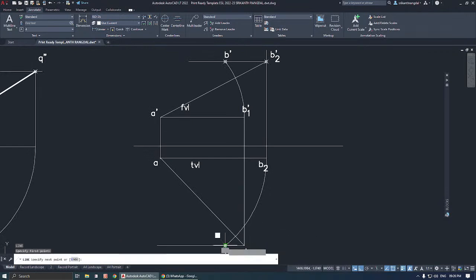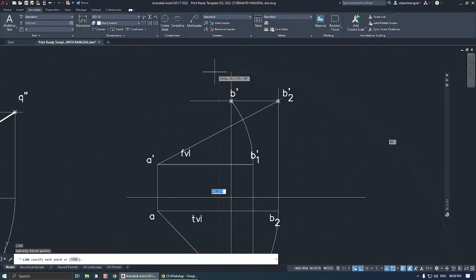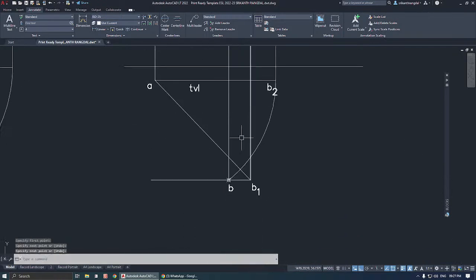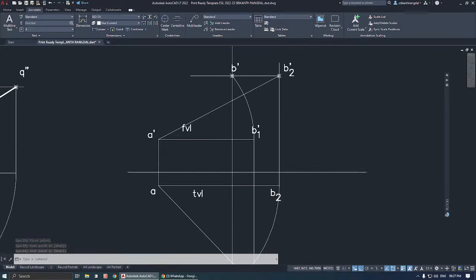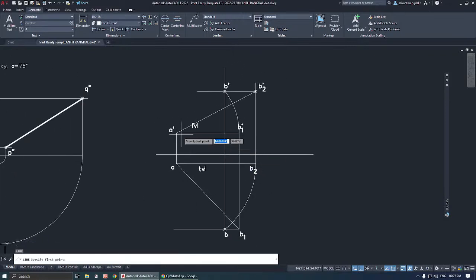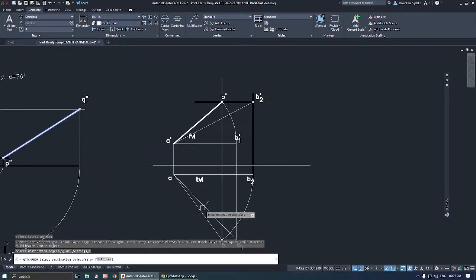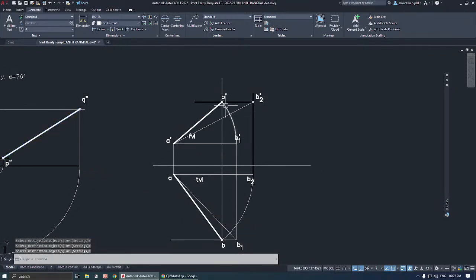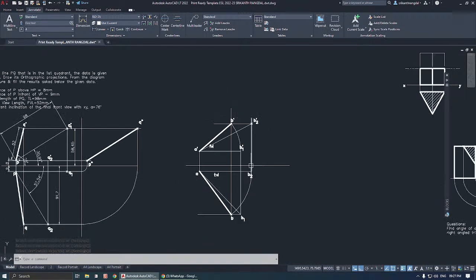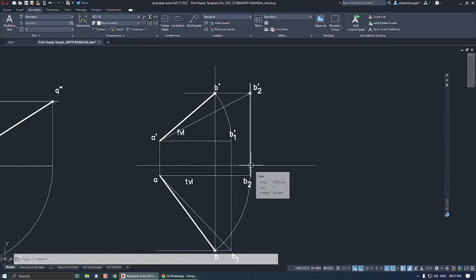Finally, to check whether our solution is correct or not, we have to draw a vertical line. So B dash and B both should be located on the same vertical line. Is it clear? So I hope the process is completely understood. I didn't take any specific measurements. Okay. Is it clear?